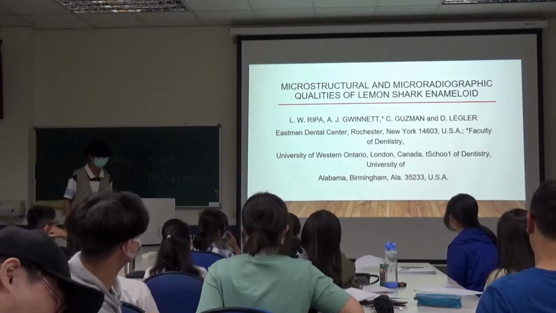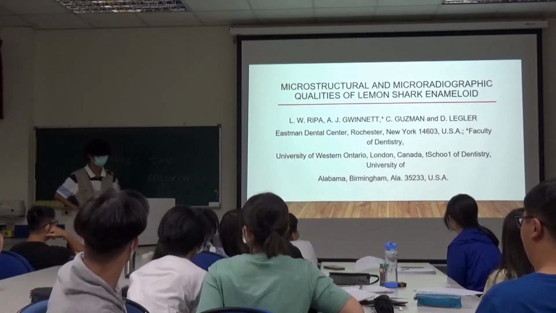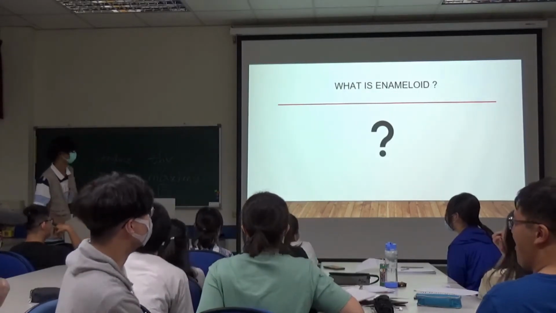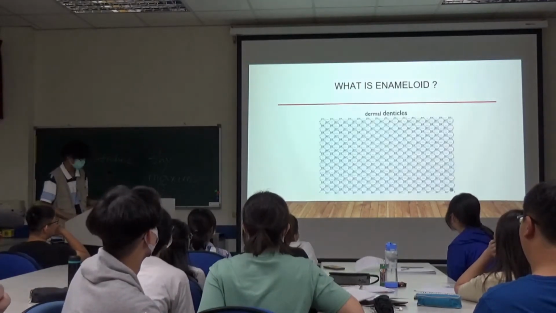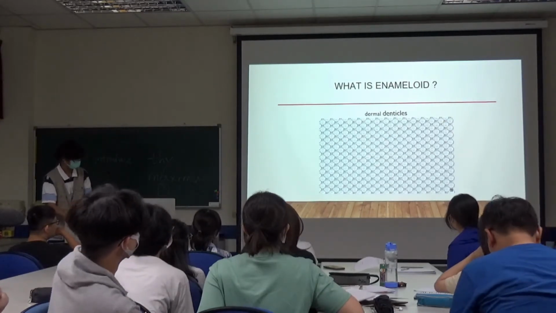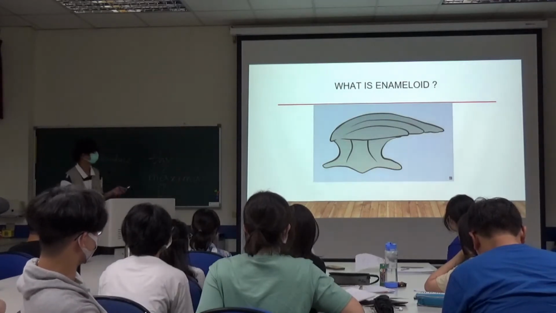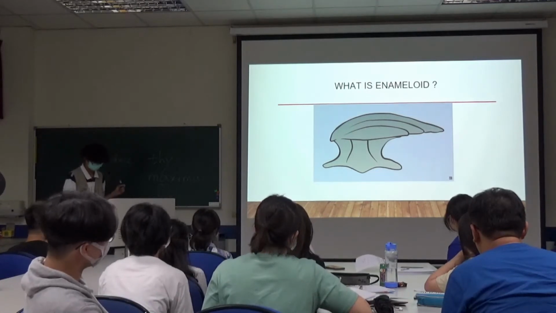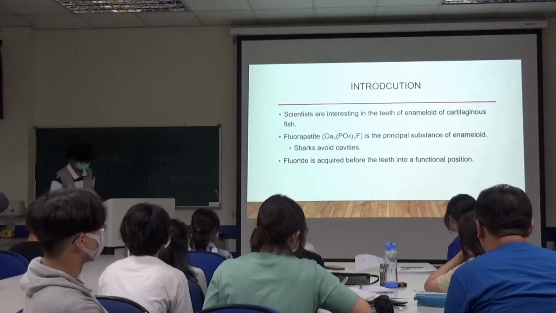First, my article is about microstructural and microradiographic qualities of lemon shark enameloid. So, what's enameloid? You know, shark skin is covered by something we call dermal denticles. And these dermal denticles are coated by a substance we call the enameloid. And this enameloid also coats the teeth of sharks.